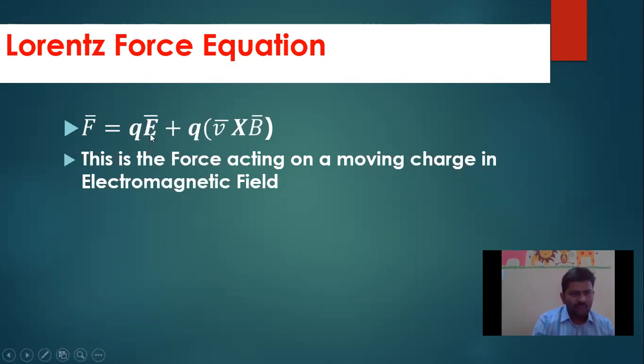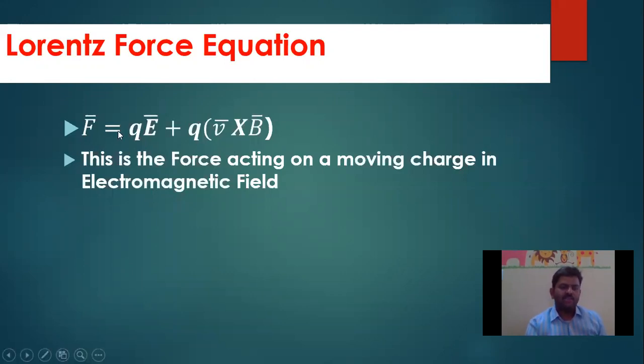We know the force on a charged particle kept in electric field E bar is qE bar, and just now we discussed that the force on a moving charged particle is q of V cross B. So the total force is given by the Lorentz force equation, that is F bar is equal to qE bar plus q of V bar cross B bar. This is the force on a moving charge kept in an electromagnetic field.